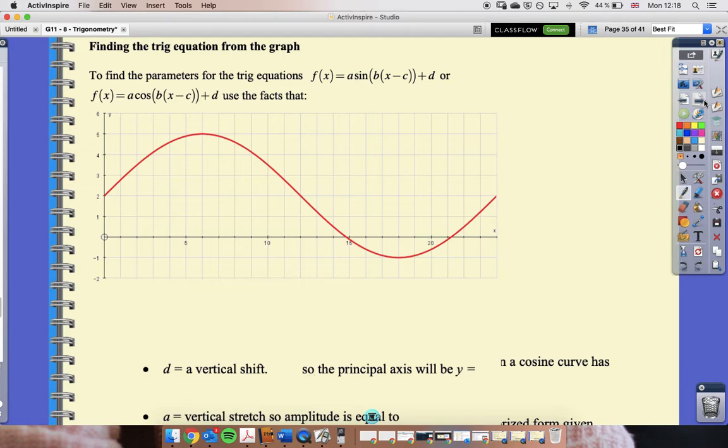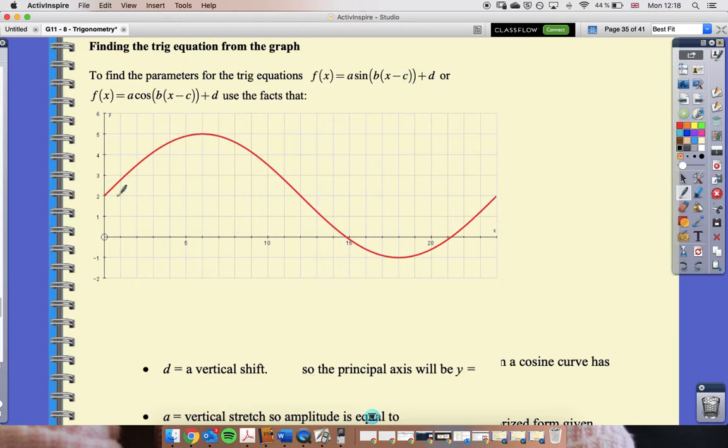but maybe we'll take a look at a couple of these just together. So we're trying to find what the parameters are for the trig equation of this curve. I'm going to stick with a sine curve. I guess you could use either.